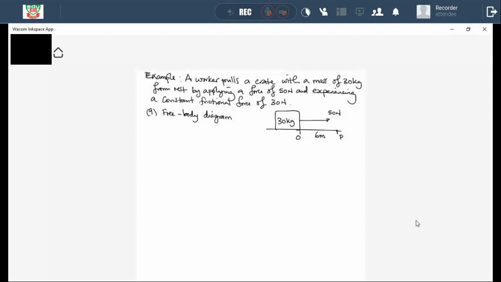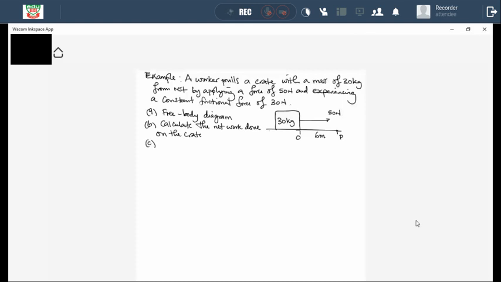The second question says calculate the net work done on the crate as it moves from point O to point P.